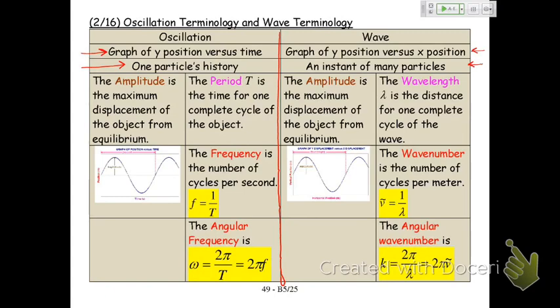And yet they look identical. This is a graph of y position versus time. And this is a graph of y position versus x position. So they're completely different things. And yet they both look like sine curves. They have the same amplitude. So it's very easy to get them confused. And they tend to be taught together. And I think the book does a good job of saying, this is oscillation. Now let's put oscillators together, and this is waves.